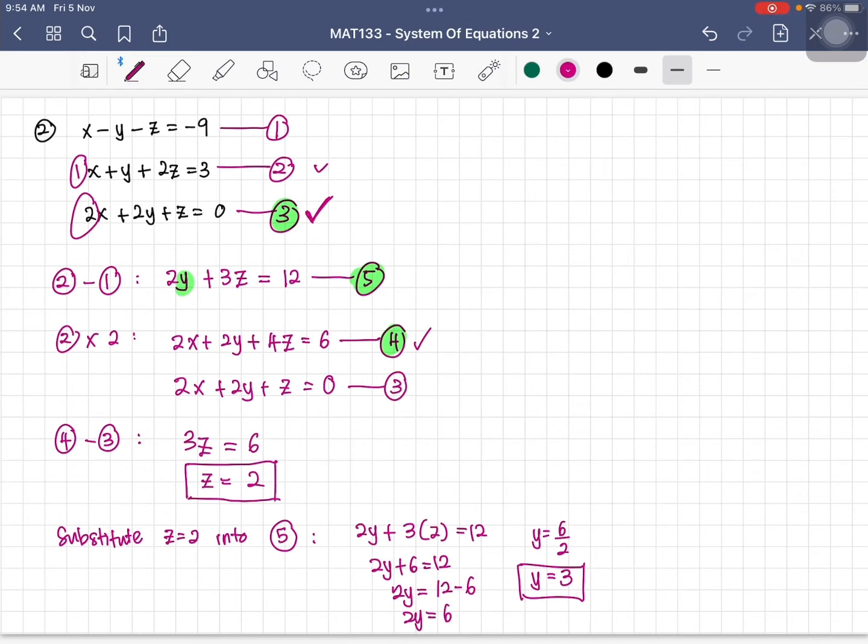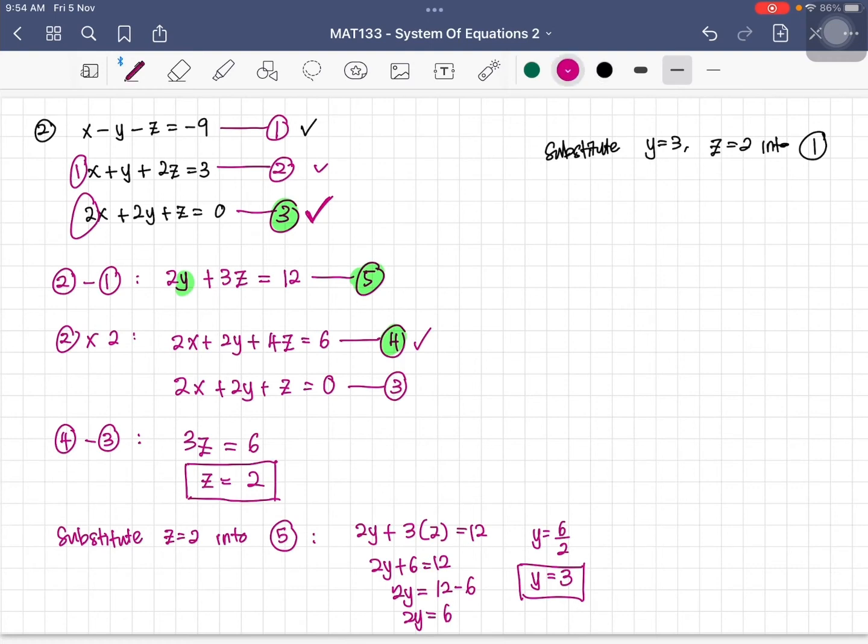To find the value of x, we can substitute inside any of these equations 1, 2, or 3. So suppose I choose equation number 1, substituting y equal to 3 and z equal to 2 into equation number 1. So let's just consider the first equation here.